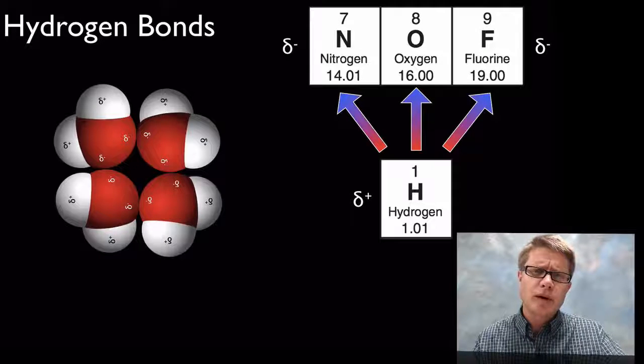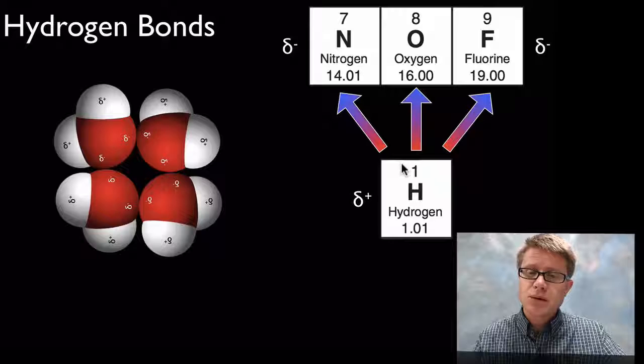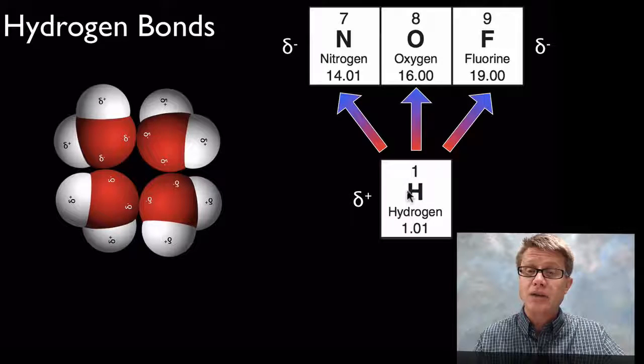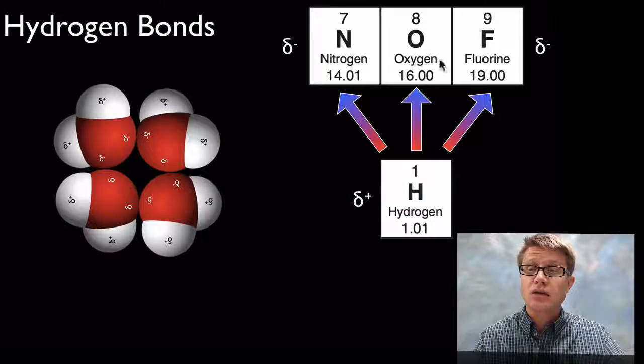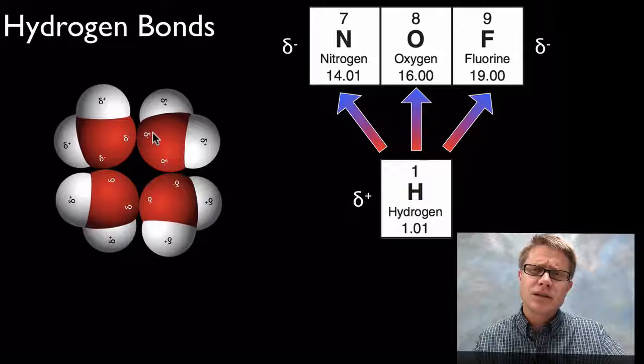Now, a specific type of dipole is going to be a hydrogen bond. Hydrogen bonds are going to occur. Lots of people think it's between hydrogen and something else. It's not that. So a hydrogen bond is going to occur when we have hydrogen bonded to either a nitrogen, oxygen, or a fluorine. And so in water, we have hydrogen bonded to oxygen. So when it does that, we're going to have unequal sharing, and so we're going to have a dipole.